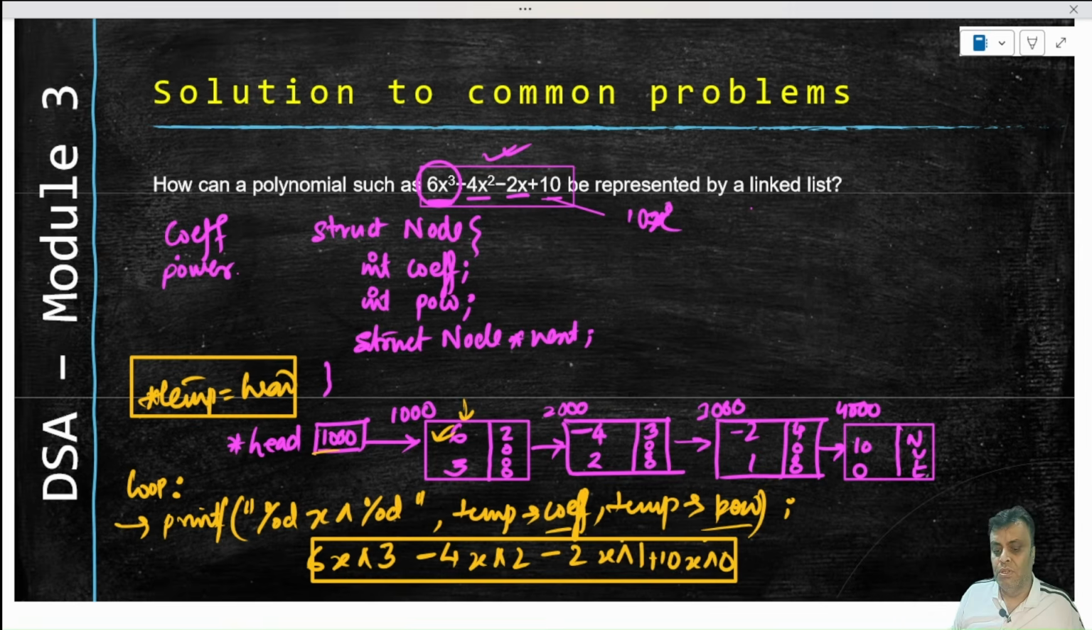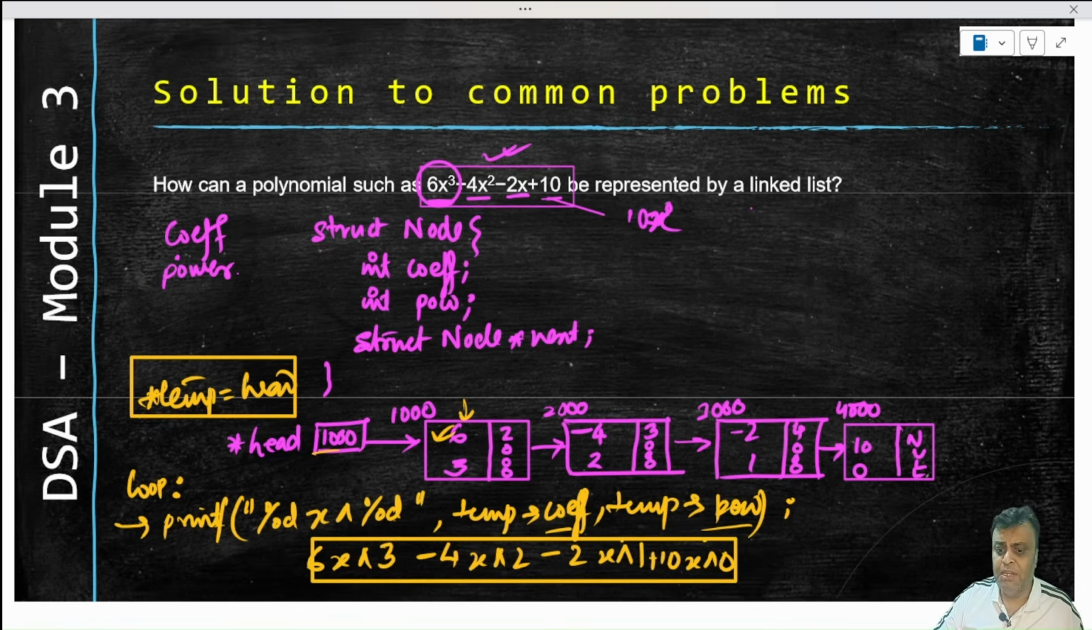That we can do. So ultimately the bottom line is that could we store a polynomial inside a linked list and then reproduce the polynomial? We could, right? So this is how we have reproduced the polynomial. We have gone through the linked list and we have printed the polynomial the way it is supposed to be printed.